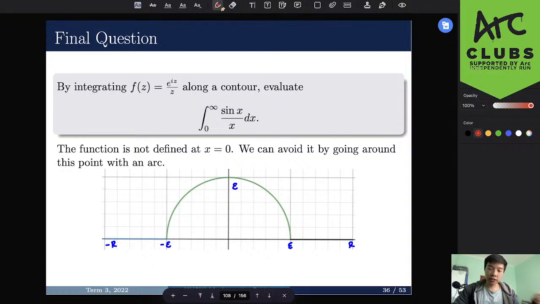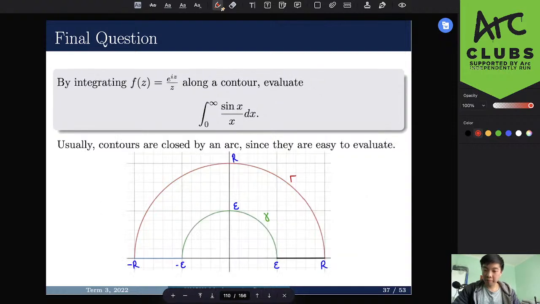And the reason we use a semicircle is because it's much easier to evaluate a semicircle than most other curves. Let's just call the radius of this semicircle epsilon. So we can take the limit as epsilon approaches 0, and that's what should get us our 0 right here. And that's just kind of a way we can cheat it.